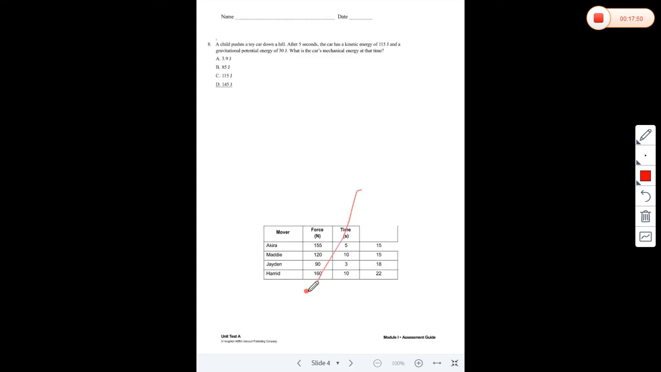Okay, this question: a child pushes a toy car down a hill. After 5 seconds, the car has a kinetic energy of 115 joules and a gravitational potential energy of 30 joules. What is the car's mechanical energy at that time? Okay, we say that the mechanical energy is a summation of potential and kinetic energy. So we will add 115 plus 30. So the right answer will be letter D, 145.